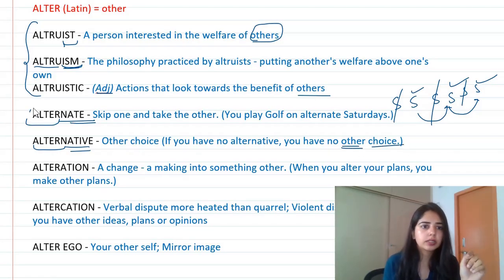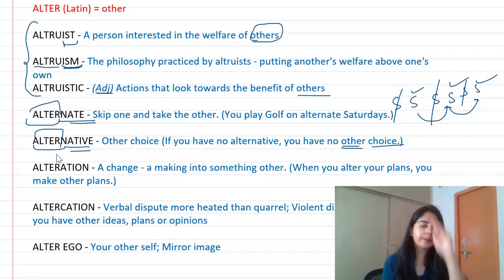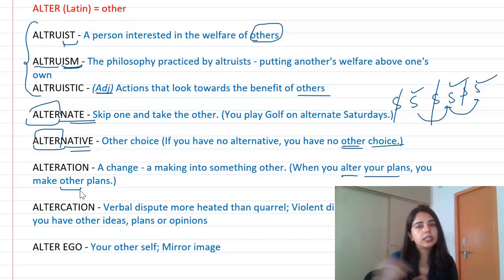Okay, so alter, you can see यहाँ पे इन सब में ये root word आ रहा है, alternate, skipping one, taking the other. Alternate Saturdays. Alternative, if you have no alternative, you have no other choice. Alteration means to make a change in something, making into something other. If you are changing something, you are altering its behavior, altering its properties. When you alter your plans, you make other plans. So alteration, the process of turning into something other than it was, is alteration.